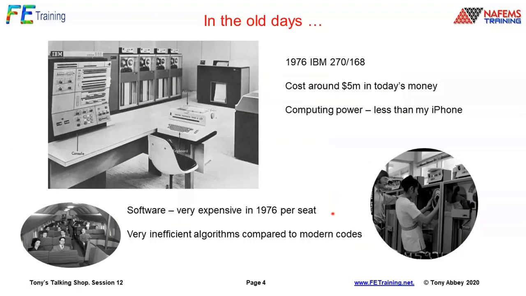Just anecdotal evidence said that the pre-sales and post-sales engineers all traveled business class, so that gives some idea. They were pretty rich companies, because if you're charging $5 million for a computer, then as a percentage of that, you can see the price is going to be pretty high. The algorithms were very inefficient compared to modern codes. So what we see today is a tremendous speed up in the performance of the computers, but also the efficiency of the codes. And the prices obviously dropped.